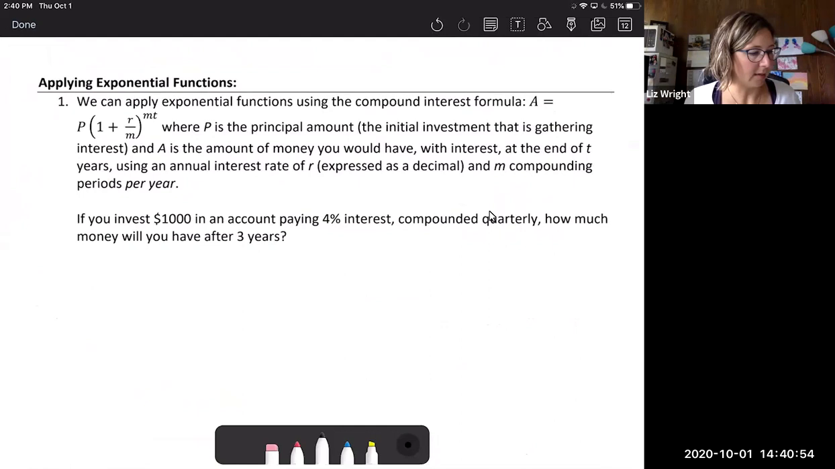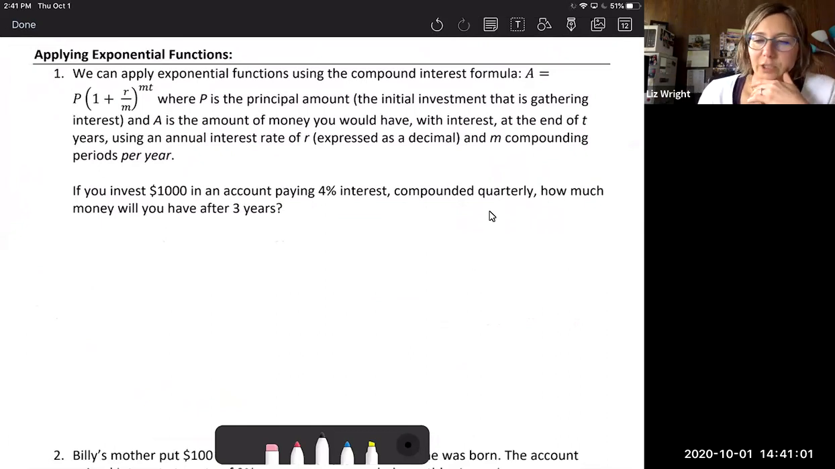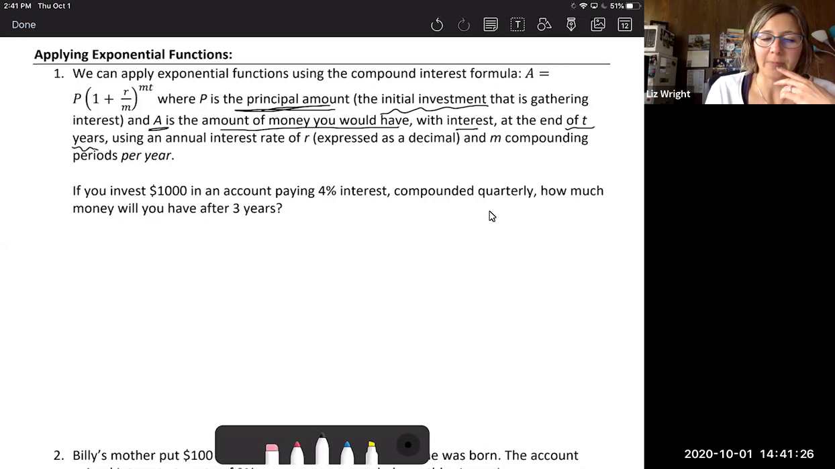Then we are going to talk about some word problems in these next couple of examples. It says we can apply exponential functions using the compound interest formula, which gives us A, and then it gives us our formula where P is our principal amount. A is going to be the amount of money you would have. So P is our principal amount, our initial investment. A is going to be our output, like what comes out after we've invested it. We have an interest after so many years, which is going to be our T.